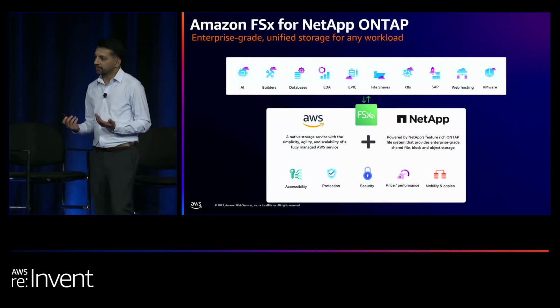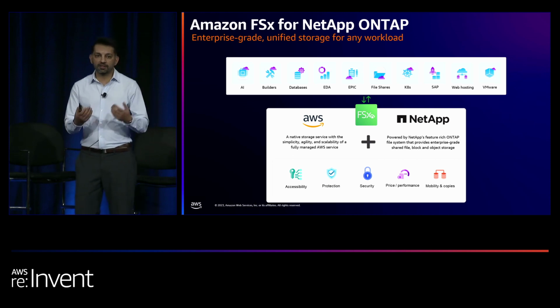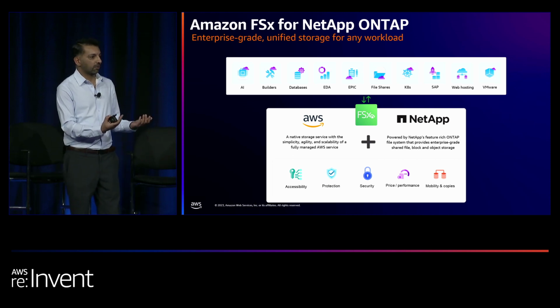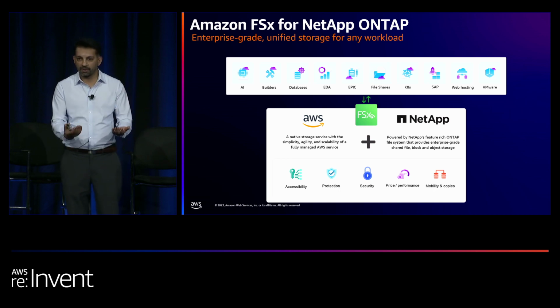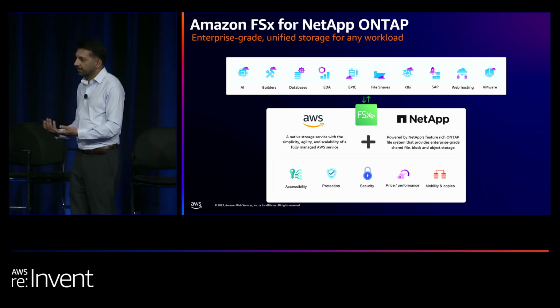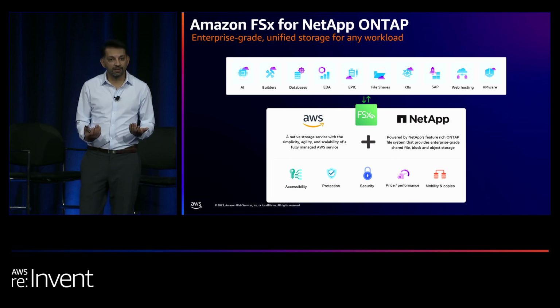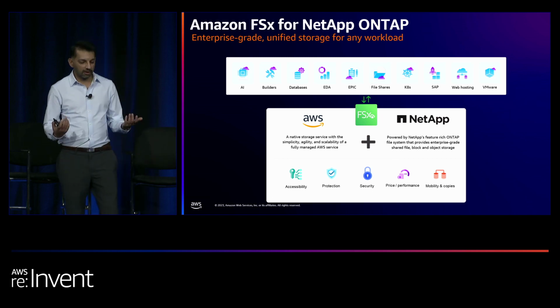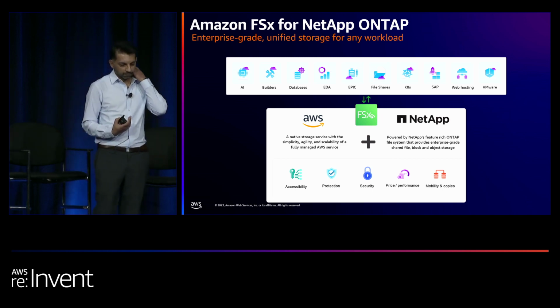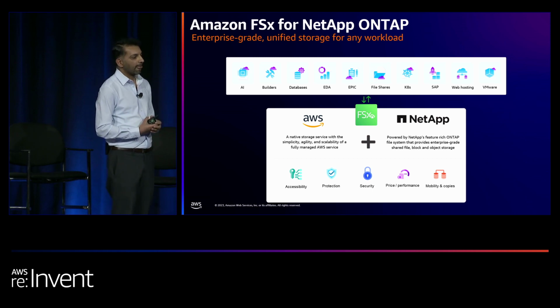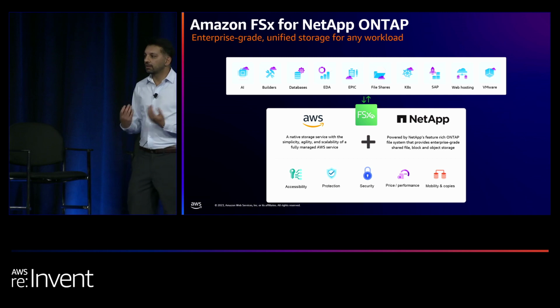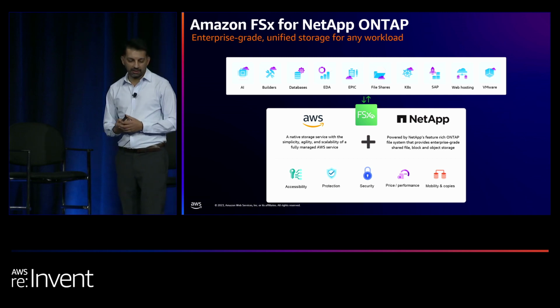To summarize, I would say, regardless of whether you are looking at storage for general purpose file shares, storage for your databases, ERP, CRM applications, software build environments, or you're thinking of storage for Kubernetes environments, FSx for ONTAP provides you a very versatile, the only unified storage service available in AWS.